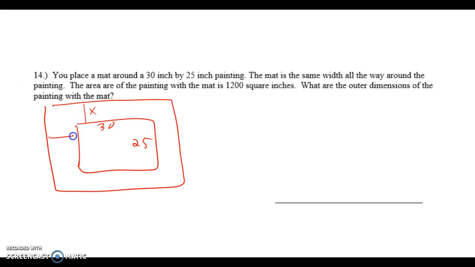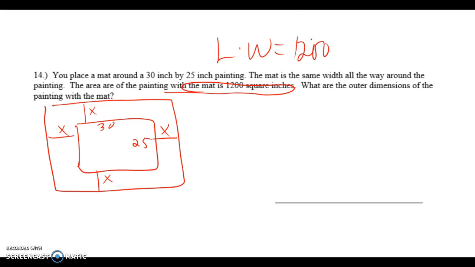So this will be x, this will be x, this will be x, and this will be x. What are the outer dimensions of the painting with the mat? Well, the area of the painting with the mat is 1200 square inches. So the entire total length times the entire total width is 1200. Well, let's work it out.